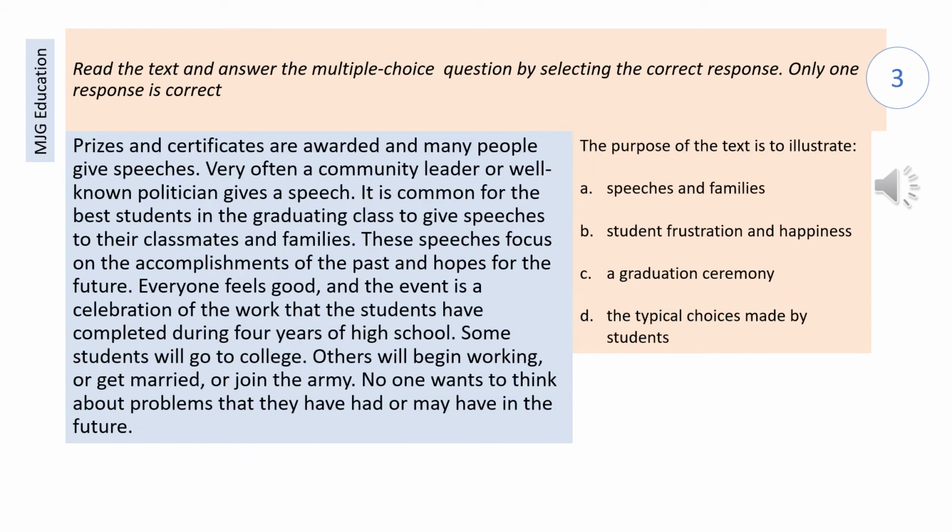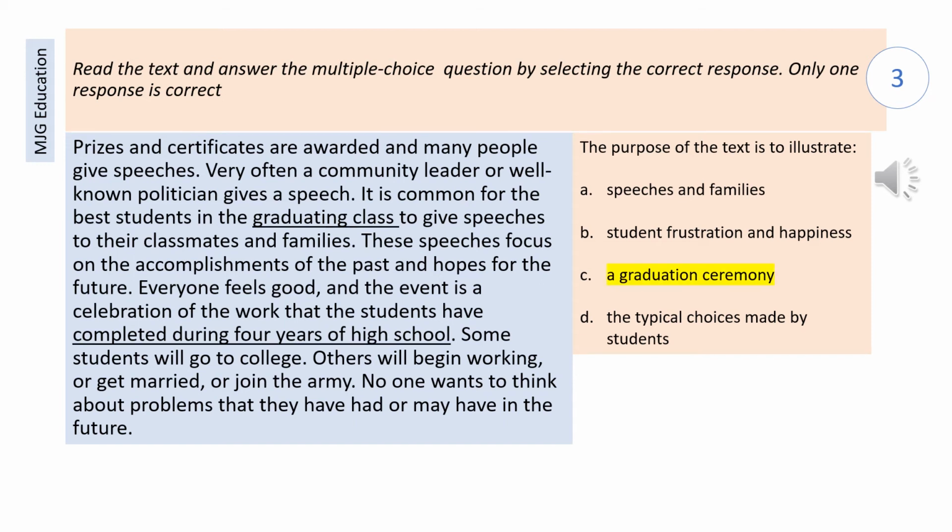This is the third and final example. Again, I would suggest that you pause the screen now, wait a minute, and I'll come back with the answer. So for example 3, the prompt asks you, the purpose of the text is to illustrate, and then you have your choices, A, B, C, D.